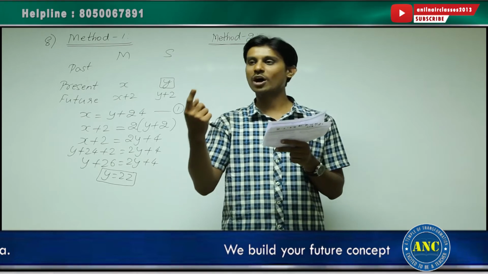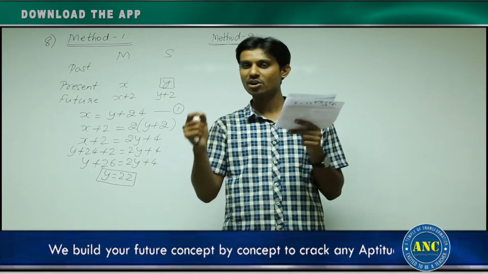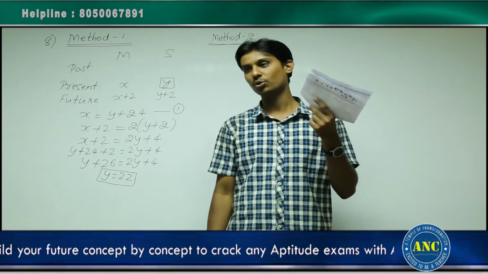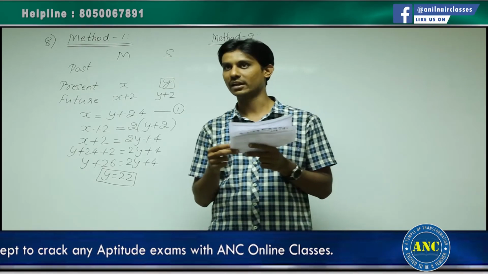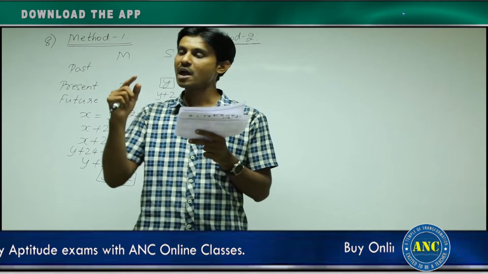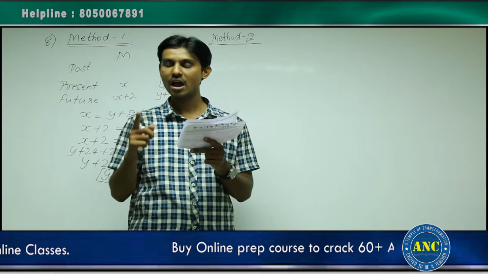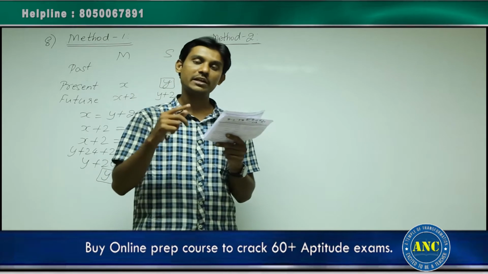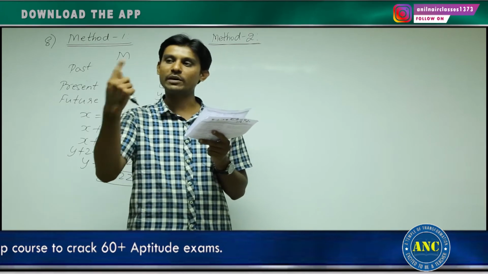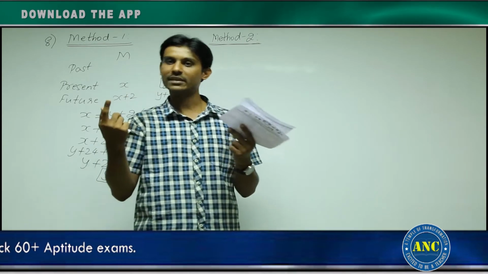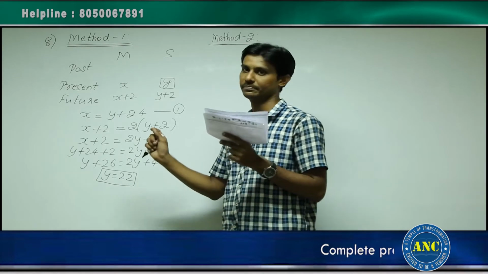Ruled out. Out of 4 options, 3 options are incorrect. What is the only option left? 22 years. If you want to check it out, present age of son is 22 years. If son is 22 years, man is 24 years older, so man will be 46 years. After 2 years, they will be 24 and 48. Are they twice of each other? Yes, they are. Therefore, our option of 22 years is correct.